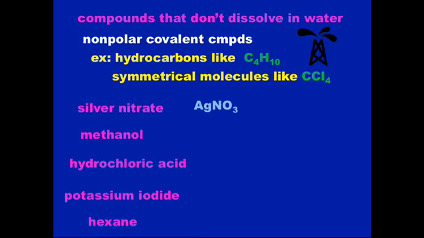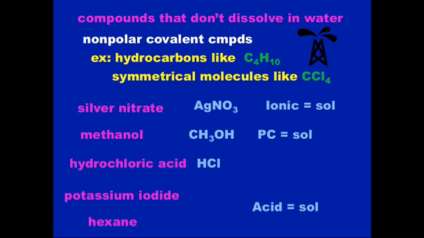Okay, so now we're going to practice. Silver nitrate: does it dissolve or not? That's AgNO3. That would be a metal with a nonmetal, so that's ionic, which means it's soluble. Methanol is CH3OH. I see that OH there, so I know it's polar covalent, and that means it's soluble. Hydrochloric acid, right away I see acid and I know it's going to be soluble. Hydrochloric acid is HCl. That's an acid, so it's soluble.